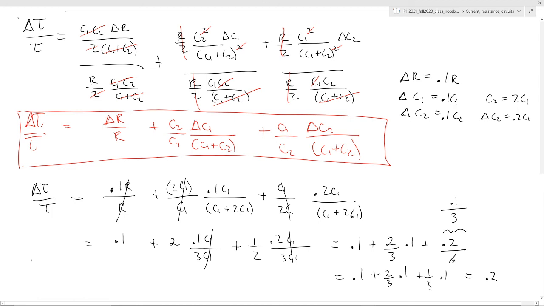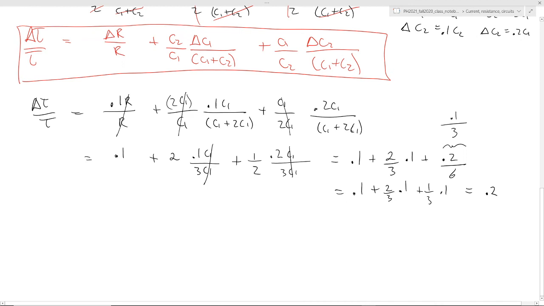So long story short, for this numerical example, delta tau over tau is going to equal 0.2, and this was for delta R, delta C's that were 10%. And this is kind of neat, I think, in that it shows you how the uncertainty in R and C that are necessary to determine tau impact the uncertainty in tau itself.